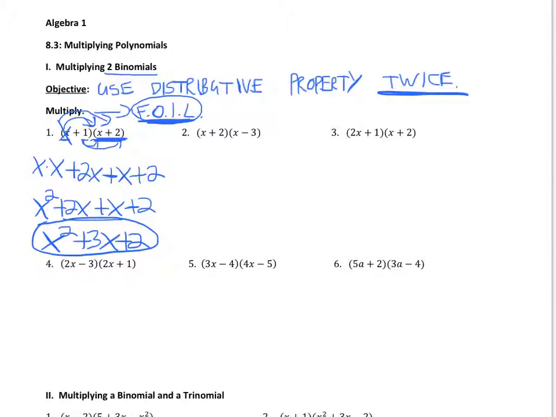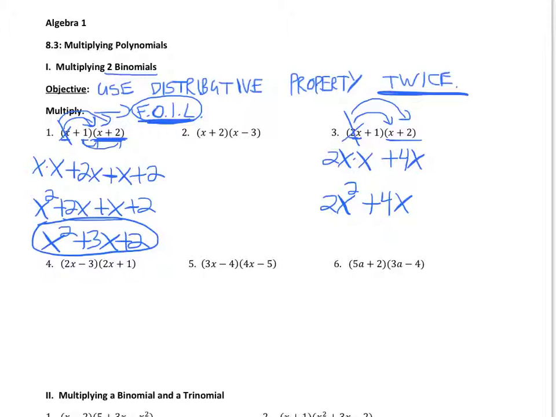Okay, I'm going to skip to number 3. This will be the last one I do. So what I'm going to do is distribute this 2x to this x plus 2. So I'm going to put this arrow. So let's see here. 2x times that x gives me 2x squared. Then I have 2x times this 2. Well, 2x times 2 gives me positive 4x. And I'm going to bring that down, plus 4x. Then I'm done distributing the 2x, so I cross that out.